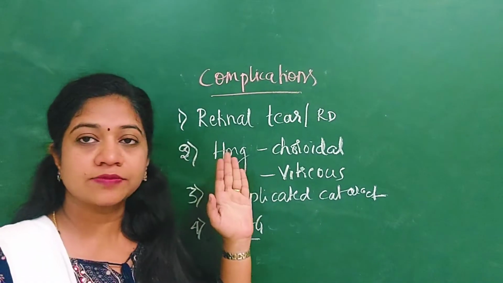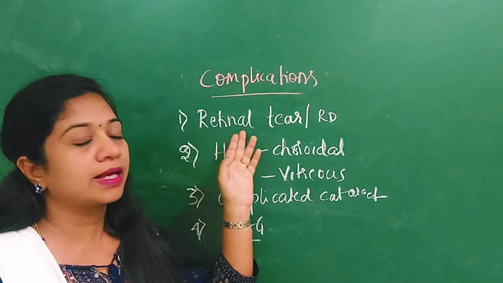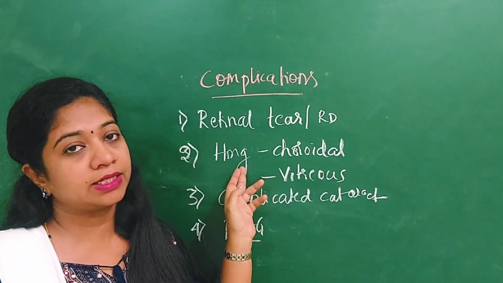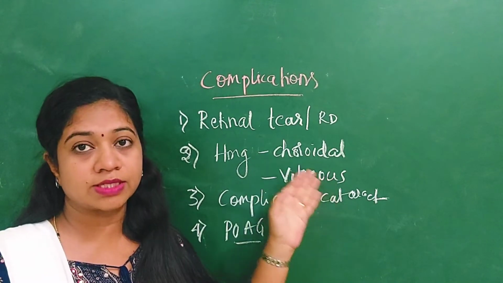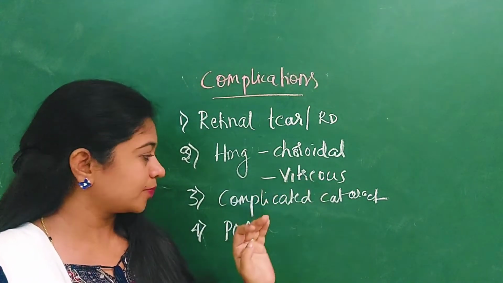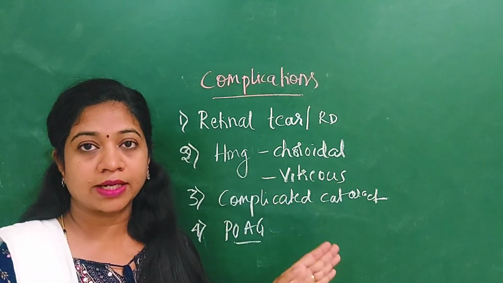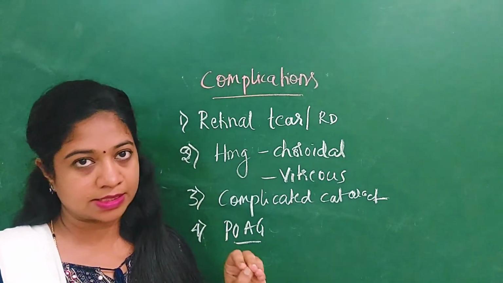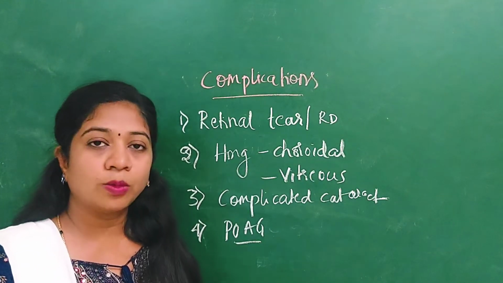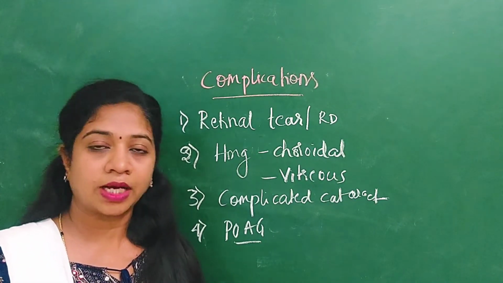Coming to the complications of this pathological myopia, these patients can have retinal tears or retinal detachment. They can have hemorrhages in the retina, that is retinal hemorrhages or choroidal hemorrhages, which can even seep into the vitreous, leading to vitreous hemorrhage. Sometimes there is complicated cataract because the metabolism of the lens is altered. POAG, that is primary open-angle glaucoma, can also be associated in these patients of high myopia.